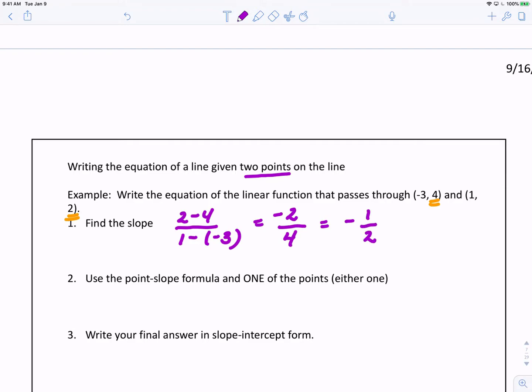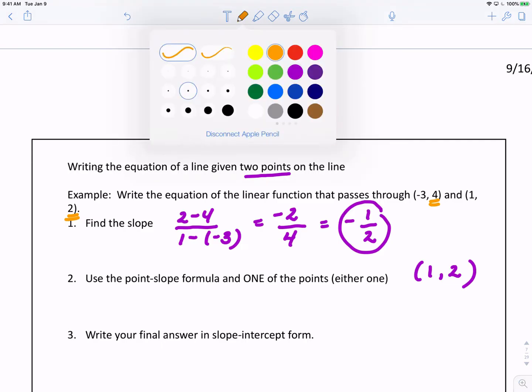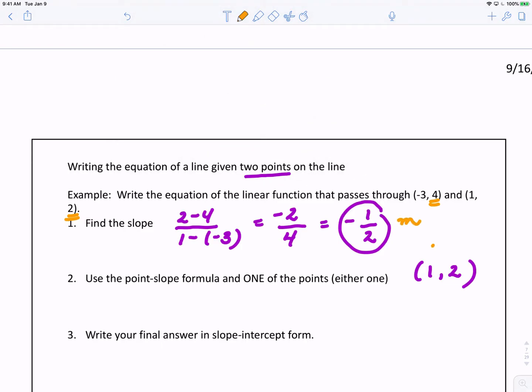Next, we're going to use the point-slope formula and pick one of the points. Either one, it doesn't matter. I'm going to use the second point, (1, 2), because both its coordinates are positive, and sometimes positive numbers are easier to work with. All right, so here we have our slope, -1/2. Here we have x1, here we have y1. And we're going to simply put it into the point-slope formula. So we'll have y minus 2 is equal to -1/2 times x minus 1.